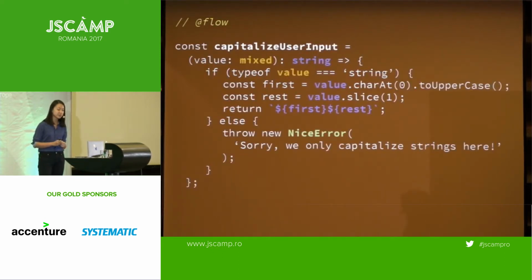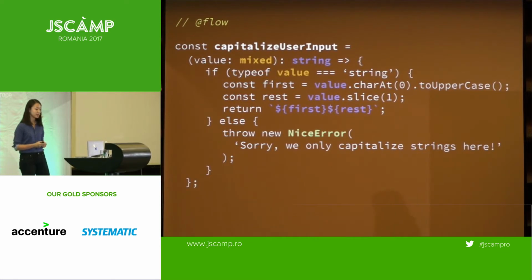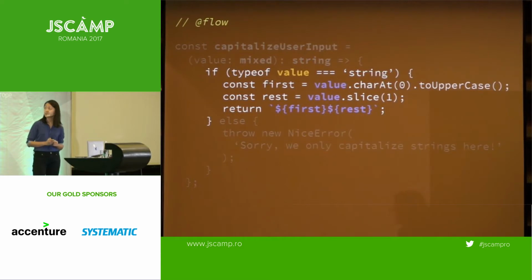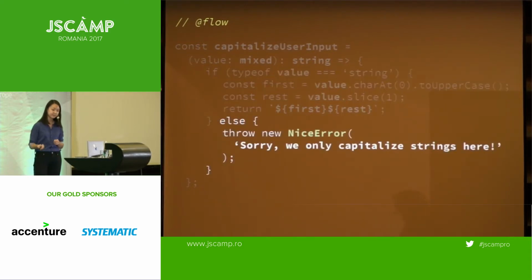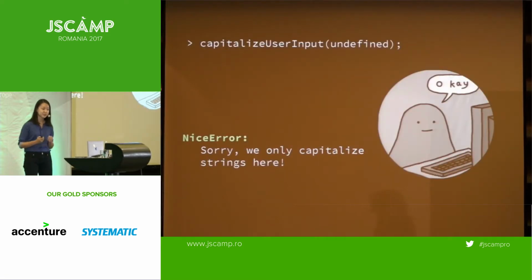This time, I first check if the type of value is a string. And then within the body of this if statement, Flow now knows, because I've done this check, that the mixed, the orange value, is now a string, which is our blue value. And otherwise, I will throw a nice user-facing error about only being able to capitalize strings. And of course, when the user runs into this issue, they get a nice error. Sorry, we only capitalize strings here.